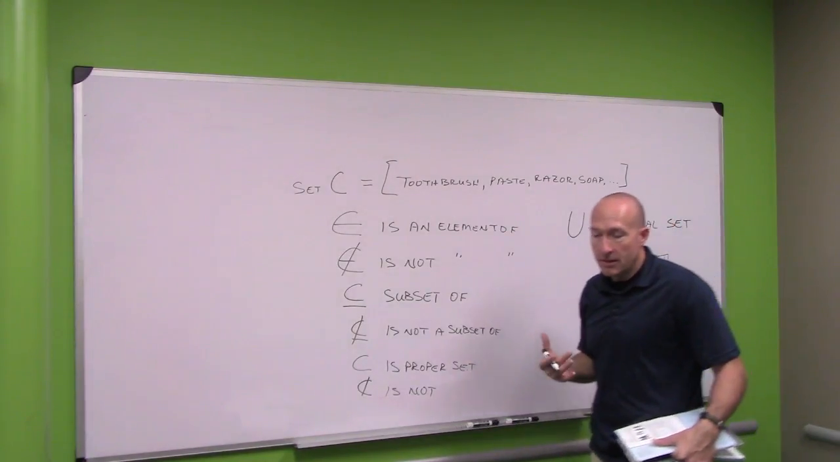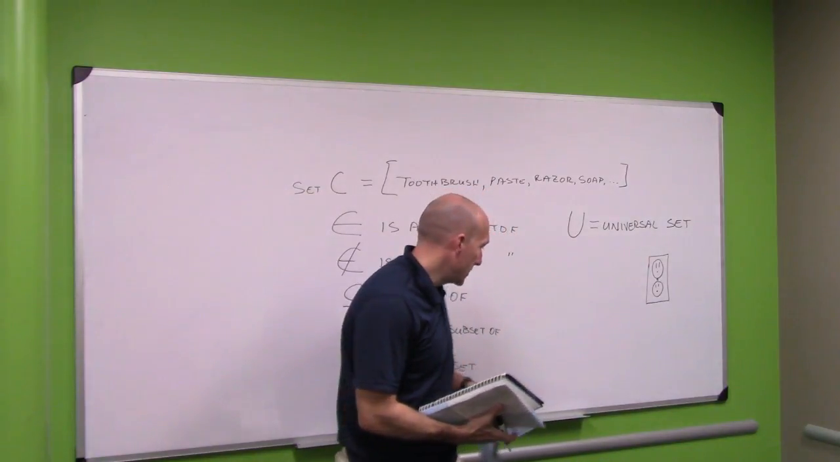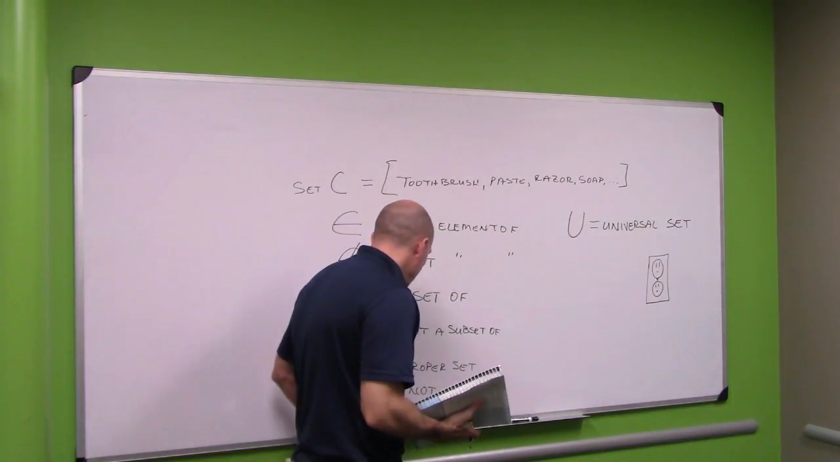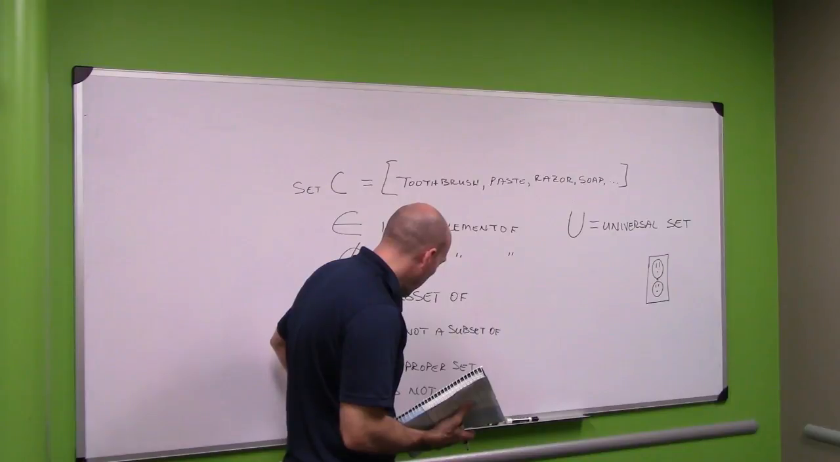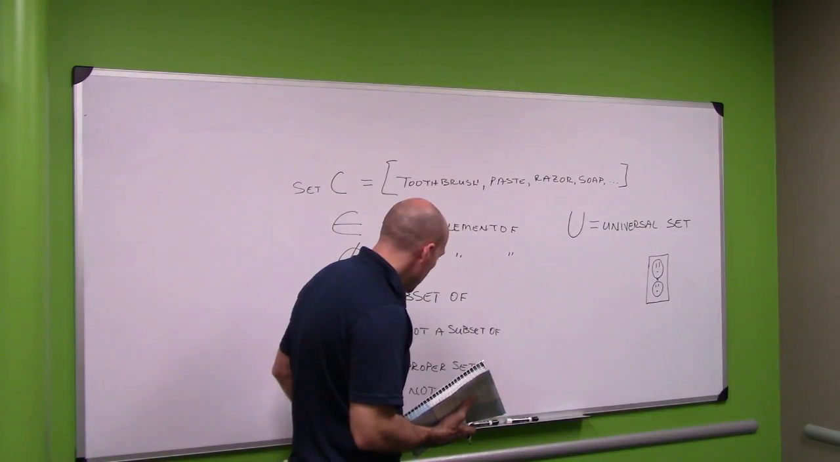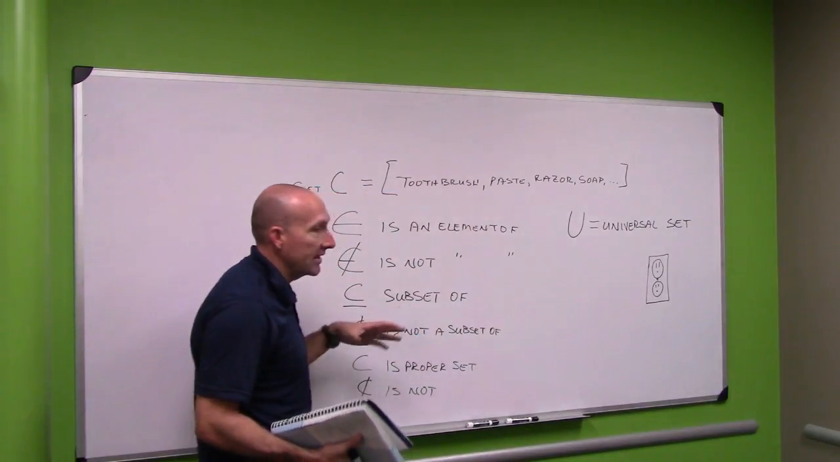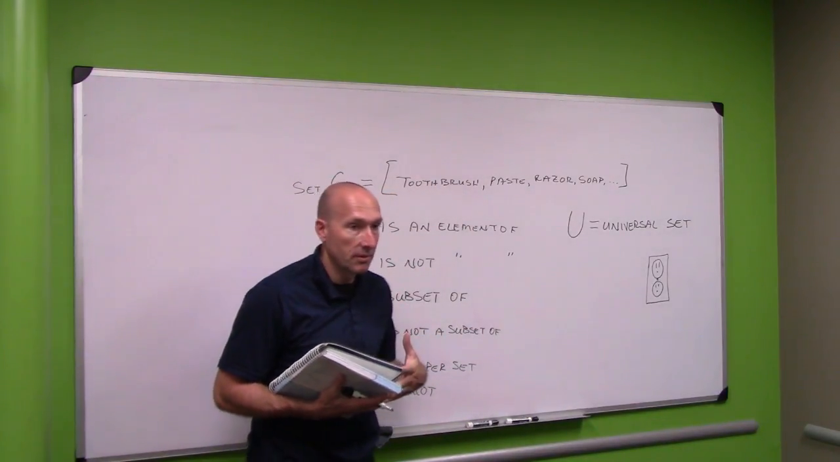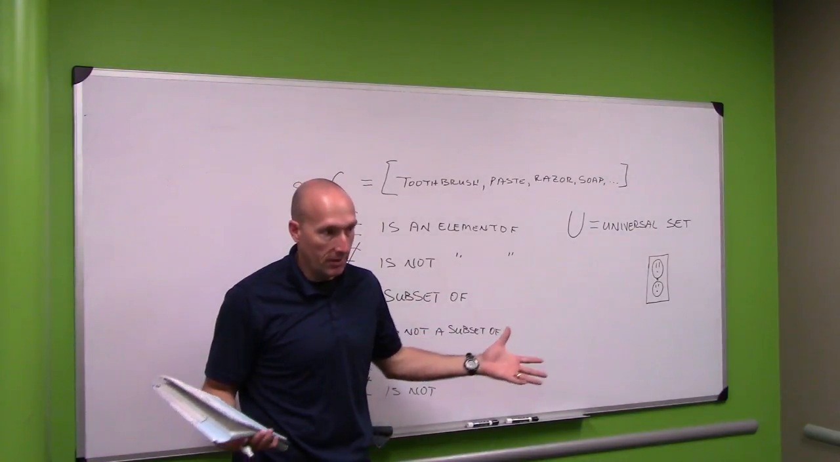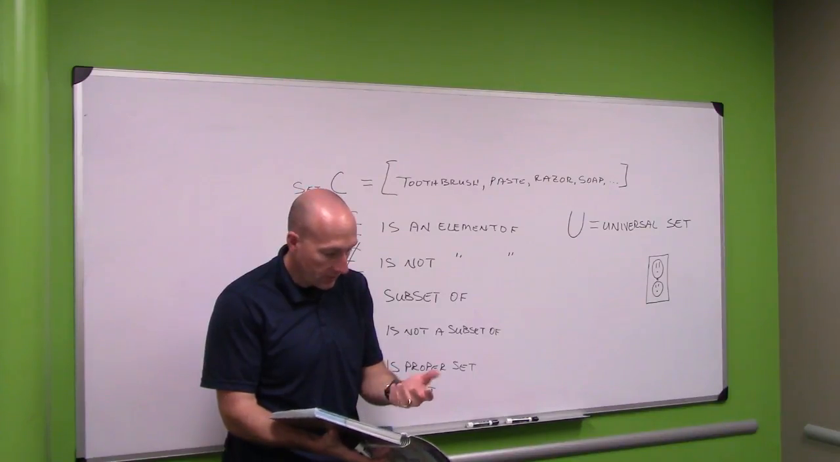Now, as we move along here in a little bit, we're going to talk about what relations sets have with each other, because sometimes we come across situations where two items in a universal set actually share elements with each other, but then don't share some elements with each other. And we'll be going into that. Any questions so far?